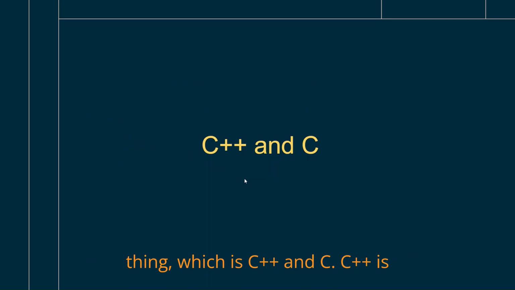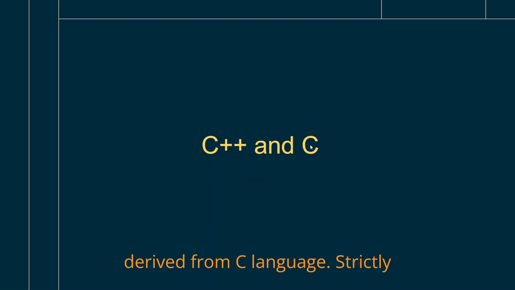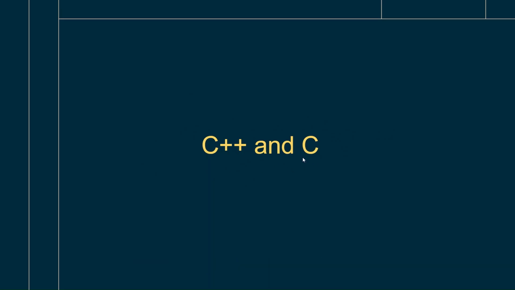Moving forward to the next thing, which is C++ and C. C++ is derived from the C language. Strictly speaking, it is a superset of C. Almost every correct statement in C is also a correct statement in C++, although the reverse is not true. The most important elements added to C to create C++ concern classes, objects, and object-oriented programming. However, C++ has many other new features as well, including an improved approach to input-output and a new way to write comments.